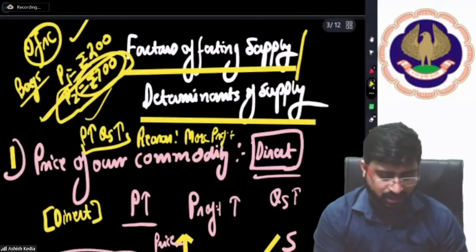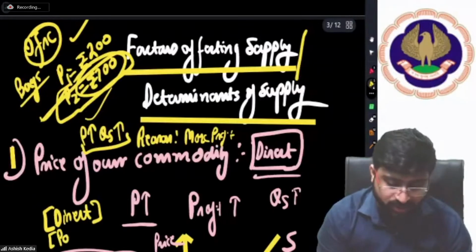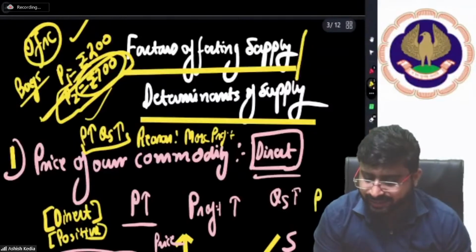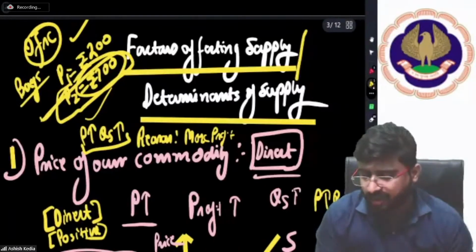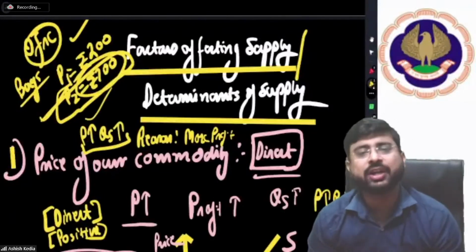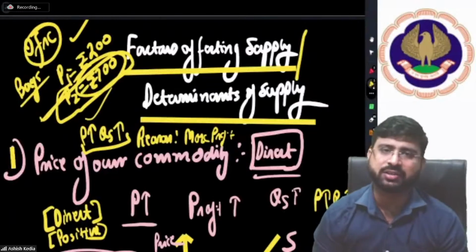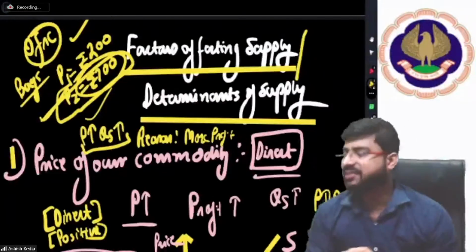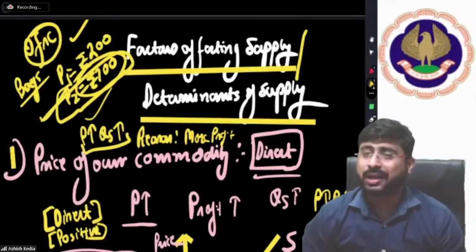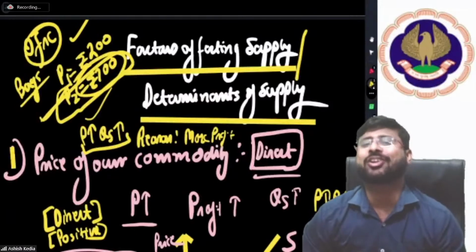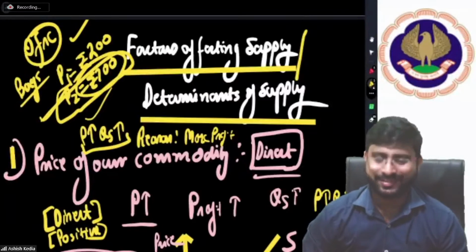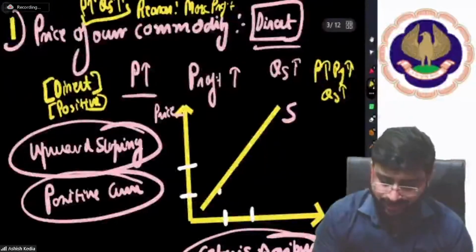Direct relationship means, or we can also say, a positive relationship, which says a rise in price results in a rise in profit, which results in a rise in quantity supplied. Similarly, a fall in price results in a fall in profit, resulting in a fall in quantity supplied. I hope it's clear. So the supply curve here will be upward sloping from left to right or downward sloping? Upward sloping. Yes, you guessed it right.